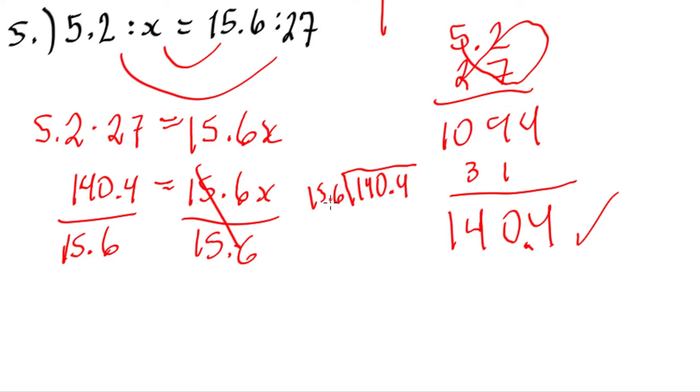Now, by the rules of dividing decimals, we need to move the decimal point of the divisor to the rightmost part of the number. So our divisor shouldn't have any decimal point visible. So we move it once, and we also do that with the dividend. So that is 1,404 divided by 156.